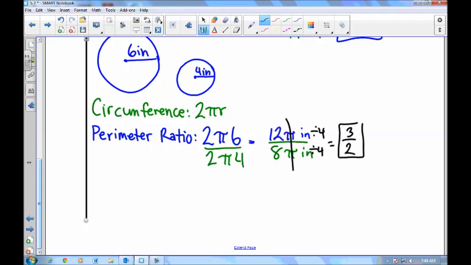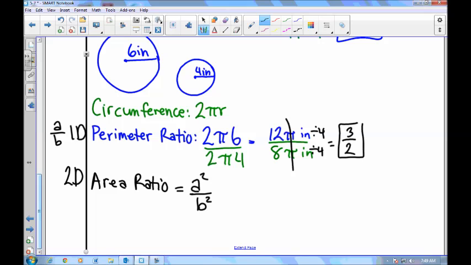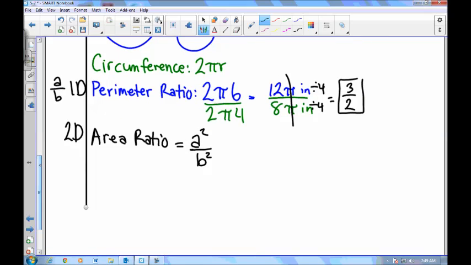Okay, now we're going to expand this into 2 dimensions. This is 1 dimension. Perimeter ratio is 1 dimension. And we've done 2 dimensions before, so let's refresh our memory. For an area ratio, perimeter ratio is A divided by B. But the area ratio is no longer one dimension. Does anyone remember the relationship between the A and the B for area? Yeah, it's squared. A squared divided by B squared. So if you know the perimeter ratio or the similarity ratio, because they're the same, all you have to do is square them, and you would know the area ratio.